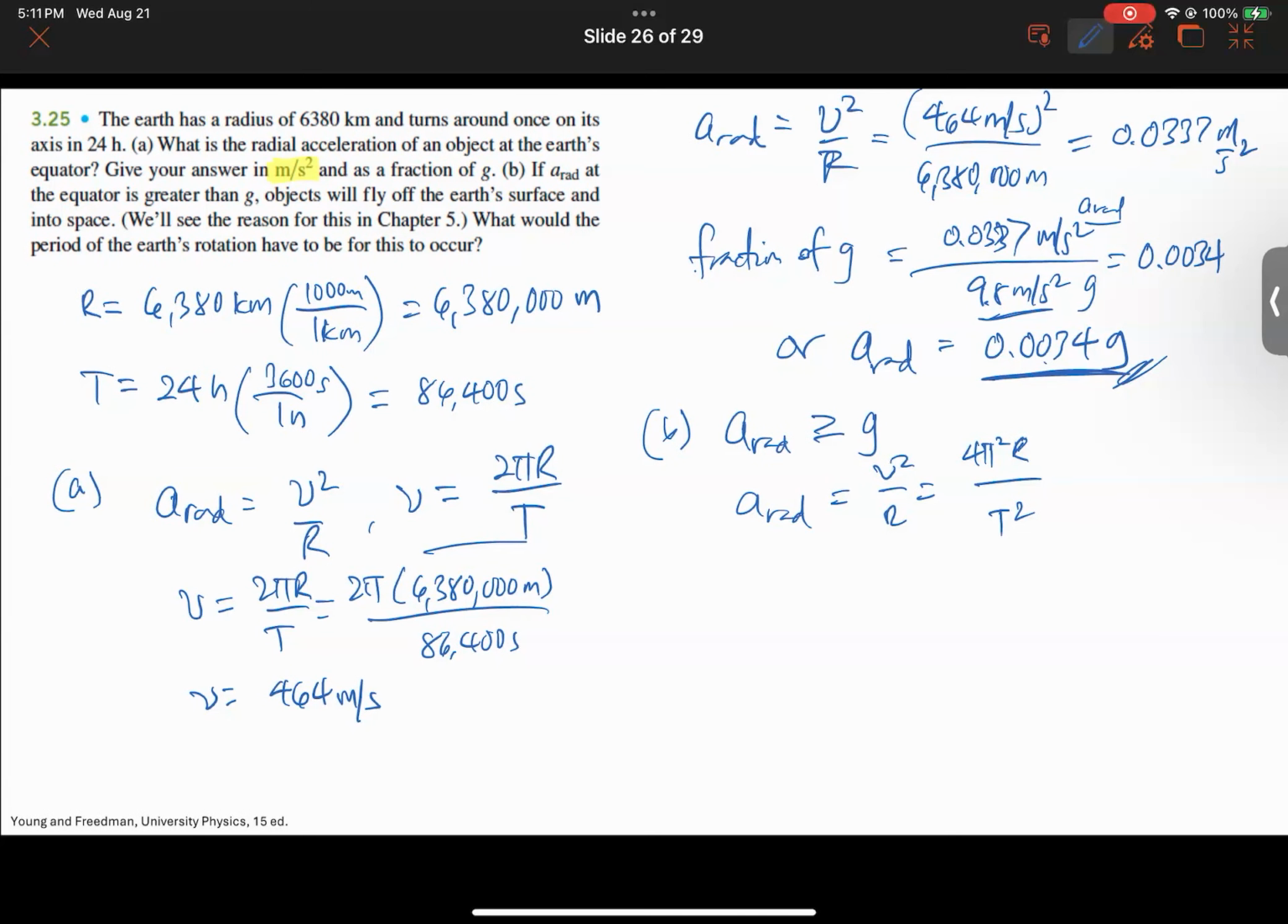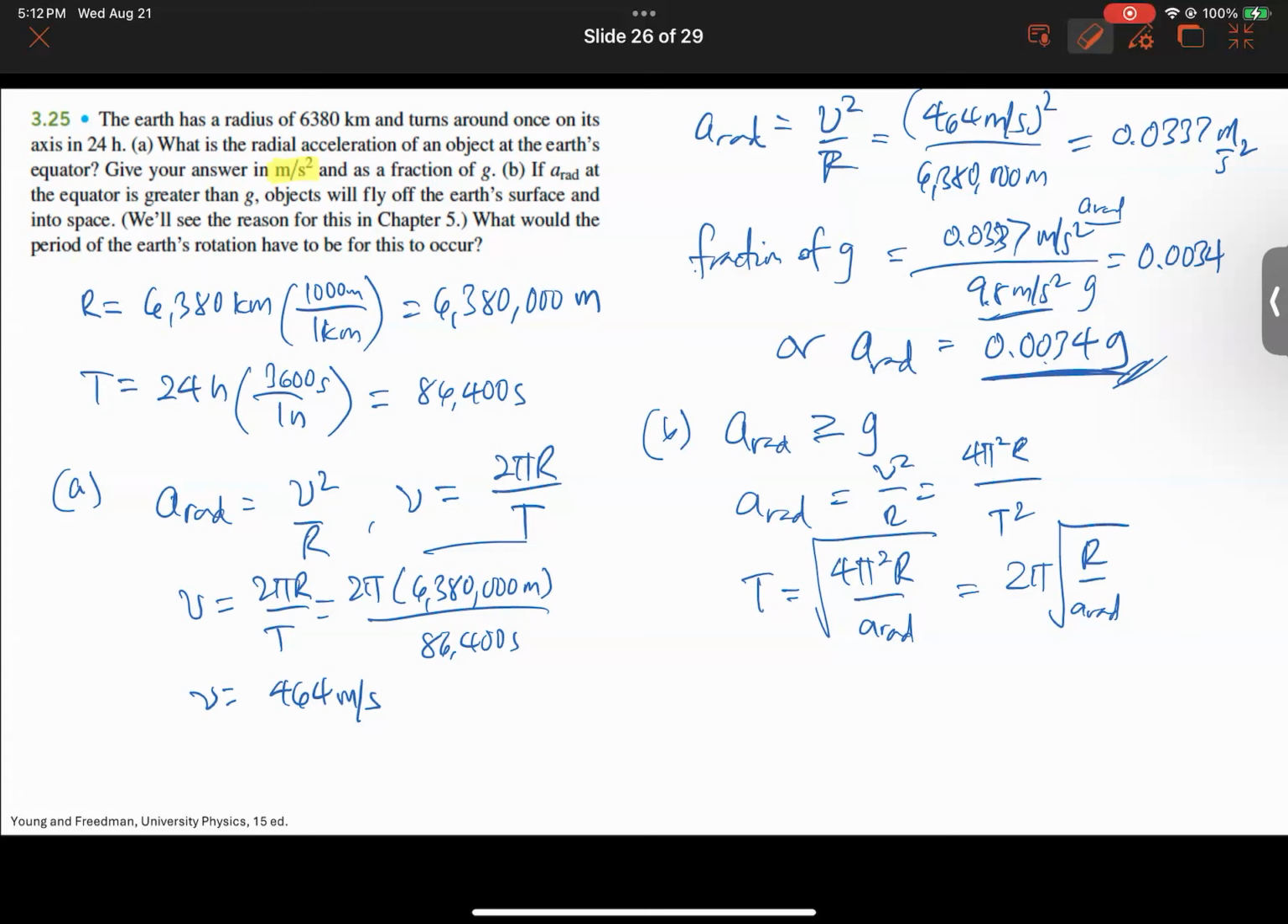Okay, ang hinahanap natin dito is yung period. So if we rewrite this in terms of period, so we have 4 pi squared r over the radial acceleration, then take the square root, that will be 2 pi times r over the radial acceleration, and then square root. Okay, so this will be equal to 2 pi square root ng radius ng Earth.